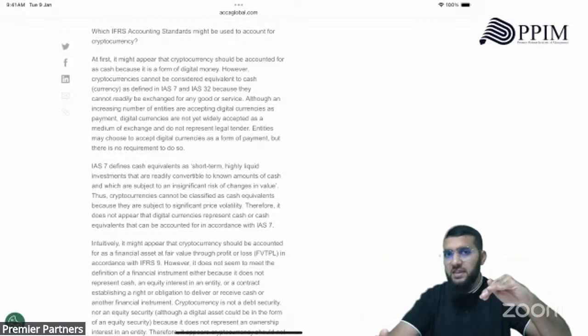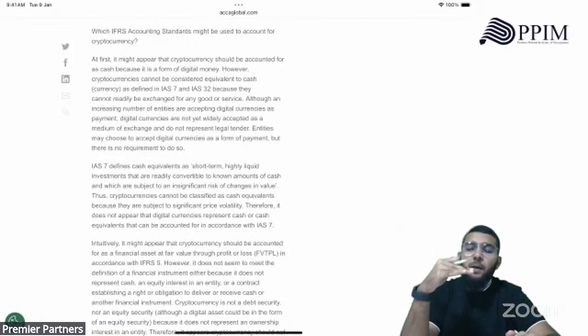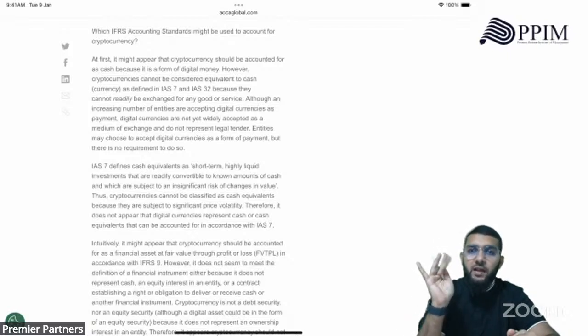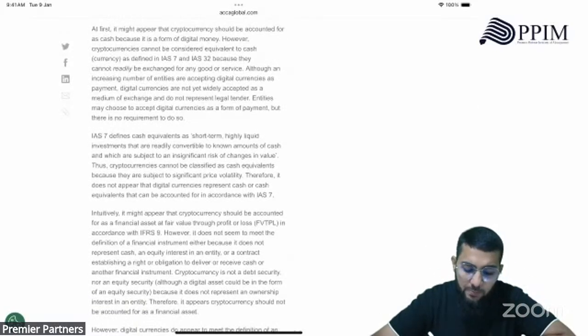IFRS 9, financial asset: you define that, meaning knowledge, then you apply it to a scenario, why cryptocurrency does not meet the definition of financial asset as per IFRS 9. Intuitively, it might appear that cryptocurrency should be accounted for as a financial asset in accordance with IFRS 9.